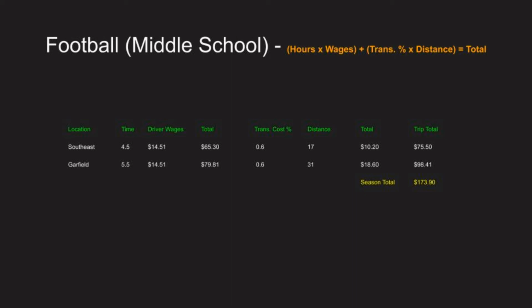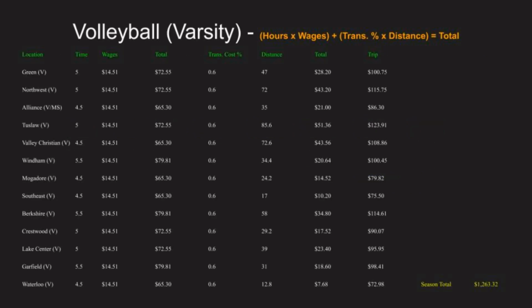$98.41, making the football middle school transportation total season cost $173.90. The female program that we're going to look into is the fall varsity volleyball schedule. Again, they follow the same formula located up there in the top right of the page. On the left side, the first column is the location. Again, designated between varsity and JV schedules.